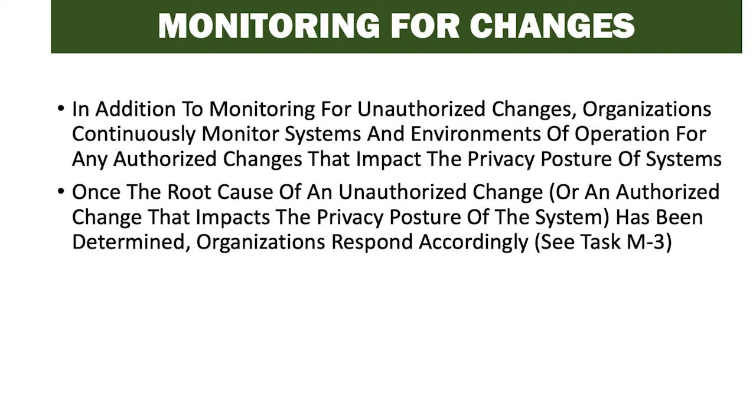In addition to monitoring for unauthorized changes, the organizations continuously monitor systems and environments of operation for any authorized changes that impact the privacy posture of systems. Once the root cause of an unauthorized change or an authorized change that impacts the privacy posture of the system has been determined, organizations respond accordingly, and we'll get to that in task M3. When we respond to these changes, we have to possibly update controls, we have to update documentation, we have to change the way we're processing things based on changes to the system, its personnel, or its operating environment.